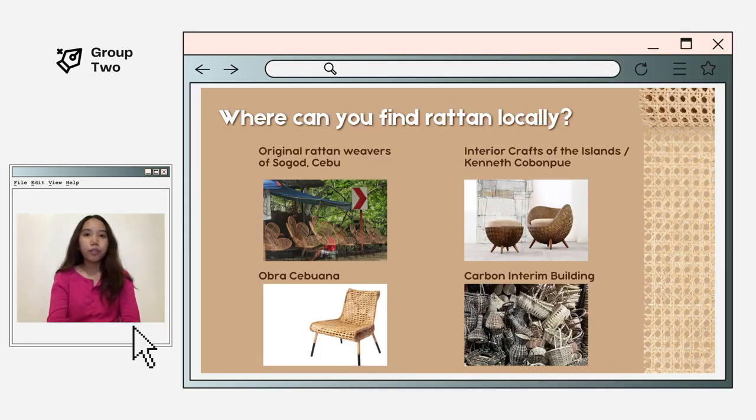Locally, original rattan weavers can be located in Sogod, Cebu, with their works displayed along the National Highway. Other big manufacturing companies and design firms that produce and sell rattan-made products here at Cebu are Subo Rattan Furniture, Interior Crafts of the Islands, and Obra Cebuana, to name a few.